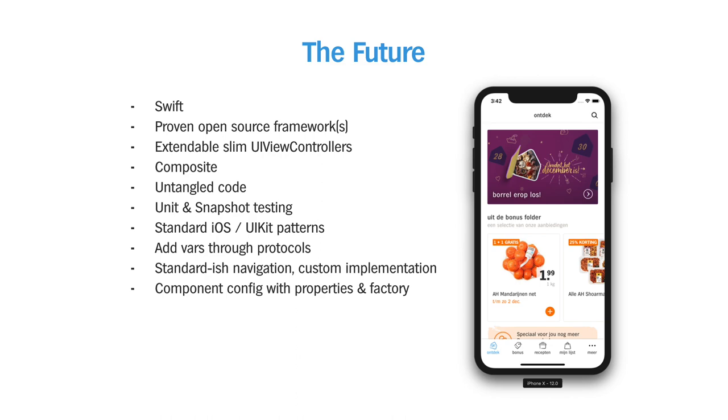Extendable and slim, small UIViewControllers. So instead of having the one God class, it would be extendable using protocols and default implementations, which is a very nice Swift structure. A composite methodology instead of inheritance. So yeah, don't stack it, but put it beside each other. Helpers, protocols with default implementations, stuff like that. Untangled code, obviously. So unit tests, snapshot tests. More standard iOS patterns and UIKit patterns. Well, it's pretty much the opposite of what I just said. So add variables through protocols.